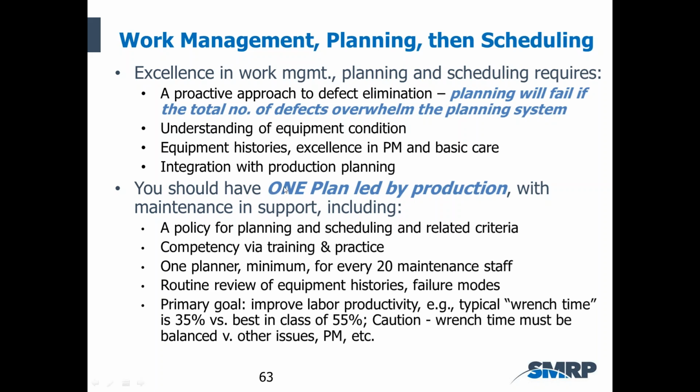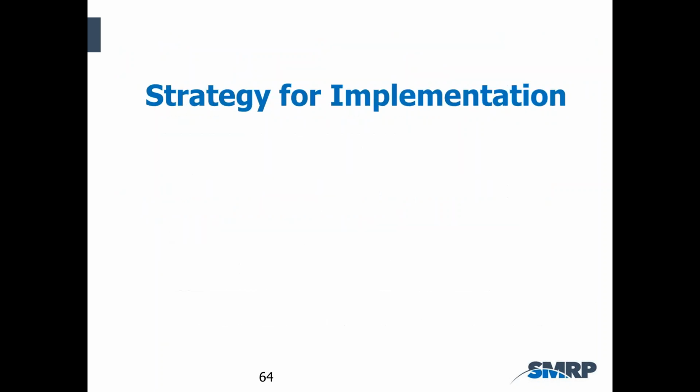And finally, I think you should have one plan. It's called a production plan. It includes the maintenance plan. Production and maintenance work collectively to a common purpose. They don't blame one another when things go south. And there's some more stuff in there. I'll let you read that at your leisure.